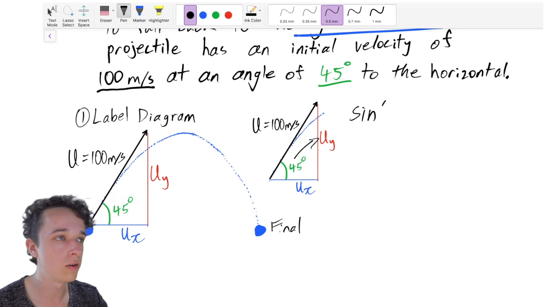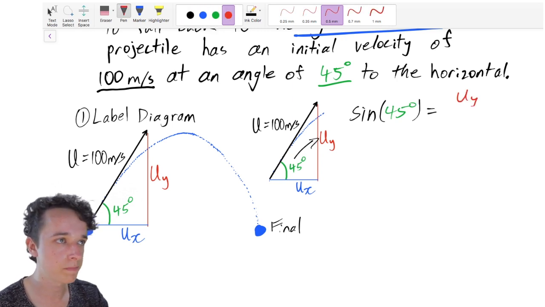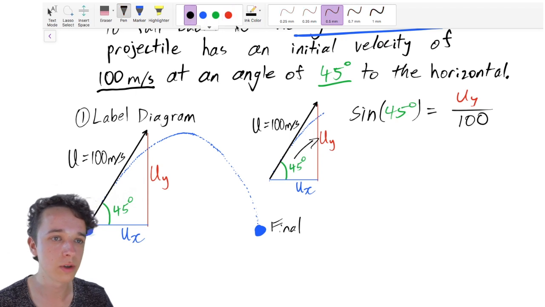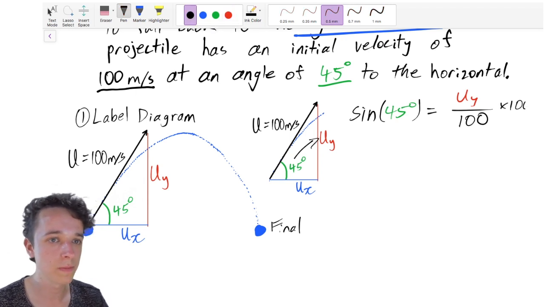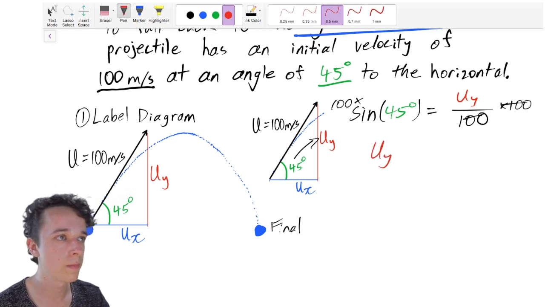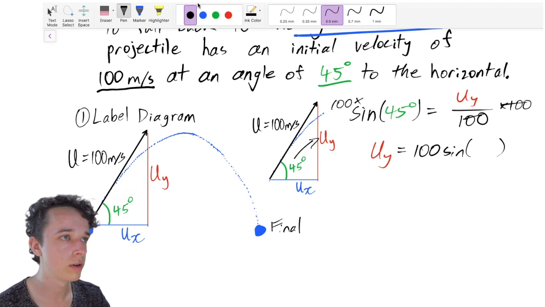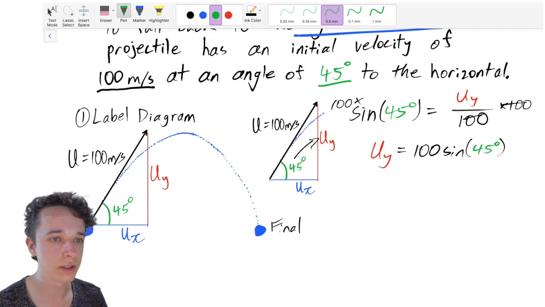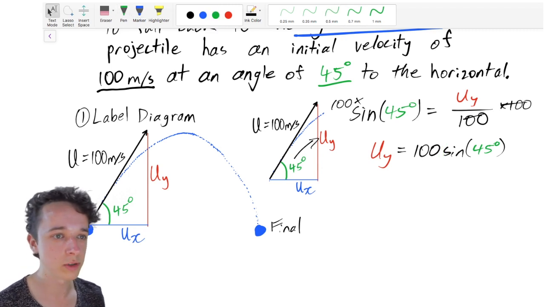So sine of the angle, I'm gonna go a little bit faster this time. Sine of 45 degrees is equal to opposite, which is uy, over the hypotenuse, which is 100 meters per second. Now we want uy on its own, so we multiply this side by 100. And if we do something to one side, we have to do it to the other side, so we multiply this side by 100. The hundreds cancel out, and we are left with uy equals 100 sine 45. I didn't put a multiplication symbol in between here because if you've got a number and then a sine function, you just assume that it's being multiplied.